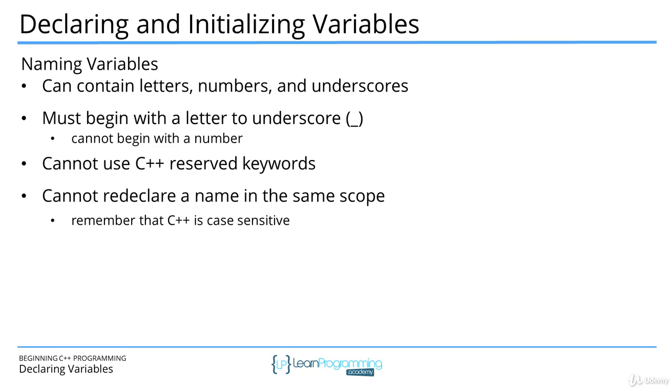As discussed previously, C++ keywords are also reserved words, so you can't use those names. You can't use int, you can't use double as your own names. Also, you cannot declare a variable name that's already been declared in the same scope. So if you declared x to be an integer, you can't do that again. Remember, C++ is case sensitive, so the name age in uppercase is considered different from the name age in lowercase. Let's take a look at a few examples.